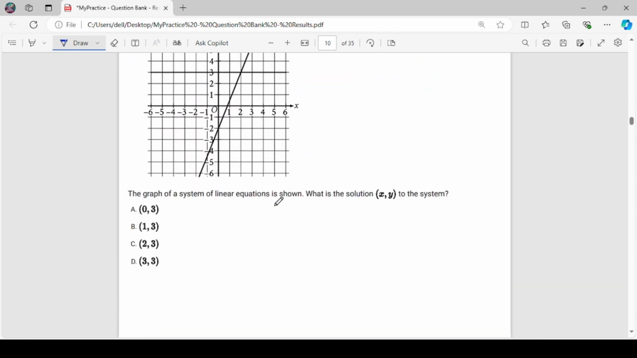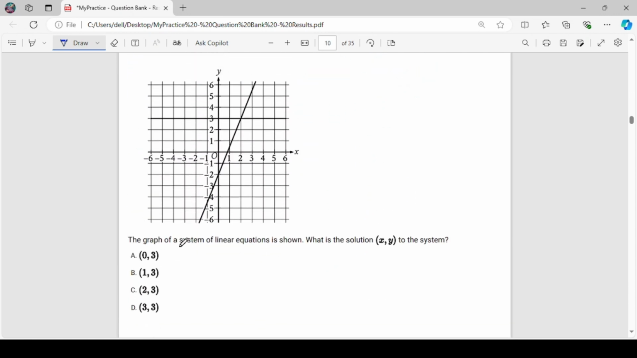The next question. The graph of a system of linear equations is shown. Equations means there are two equations. The first one is this sloped line, and the second one is x equals 3. What is the solution (x, y) to this system? When they say solution, it's where the lines intersect. That is 2 in the x and 3 from y. So our point is (2, 3).